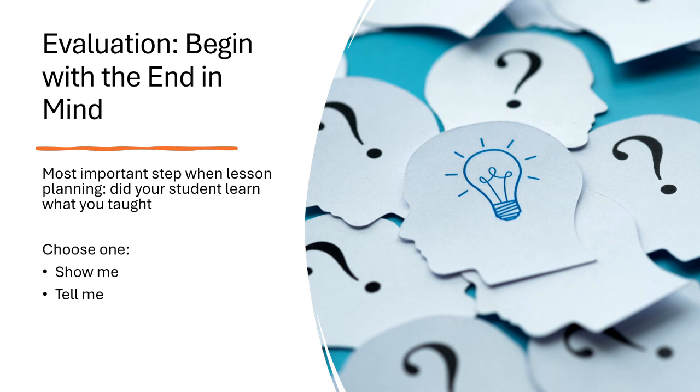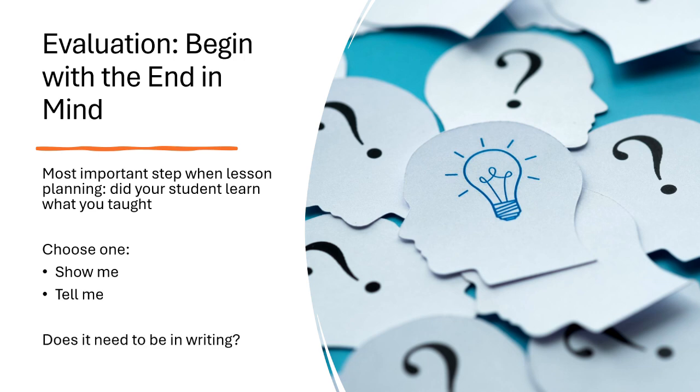To make it simple, we're going to use one of two questions. So either show me how to do something or tell me about something. Show me is going to be better for those movement skills that you might teach somebody, and tell me is going to work a lot better for academic stuff.